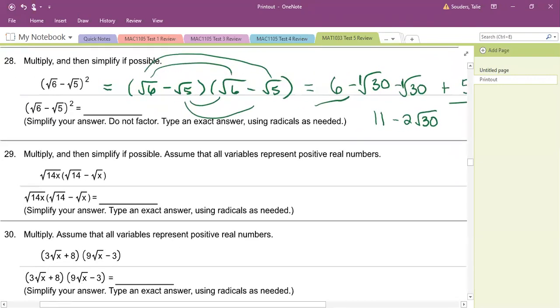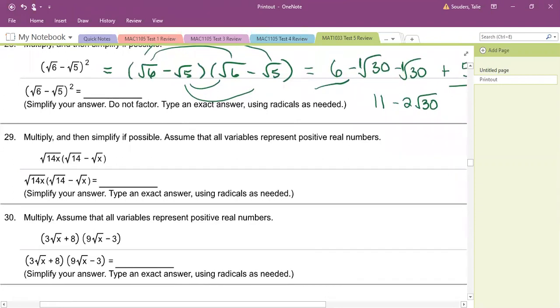Okay, so let's try number 29. Here we're just distributing. So what is the square root of 14x times the square root of 14? Do you multiply the 14 and the 14? You could, or you could use the trick. What's the trick? Anytime you have a radical times itself, just pretend the x isn't there for a second, that root 14 times root 14 is just going to give you the whole number 14.